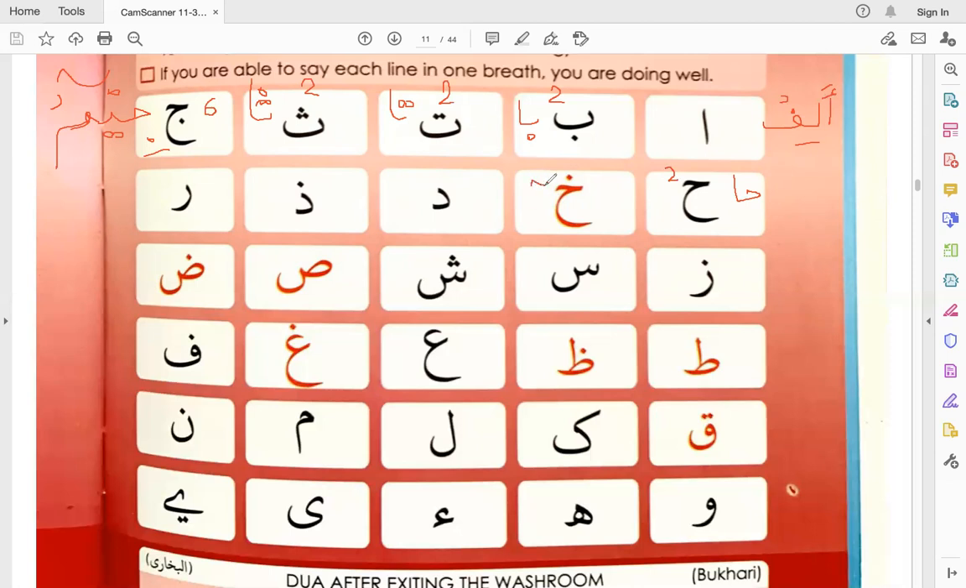Kha. The name of this letter is this. Kha. It will be heavy, and it will be 2 counts long, because to pronounce the name of this letter, there are only 2 letters, kha and alif. Kha.